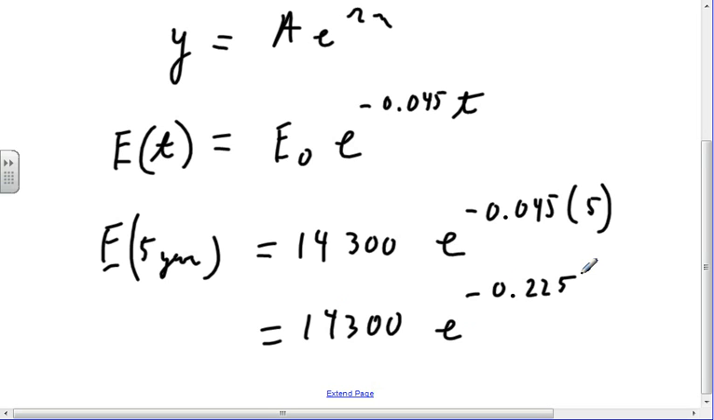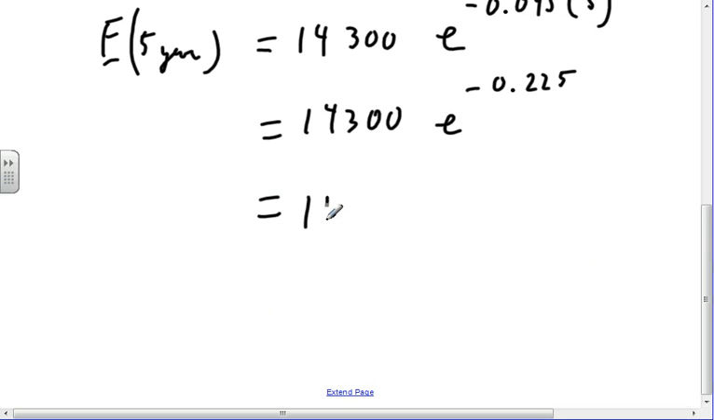All right, 14022 times e to the minus 0.225. Boom, close parentheses. 11,339. And then I have to ask myself, how many significant digits do you think we have? We probably only have 3, right? So 11,300. Good enough?